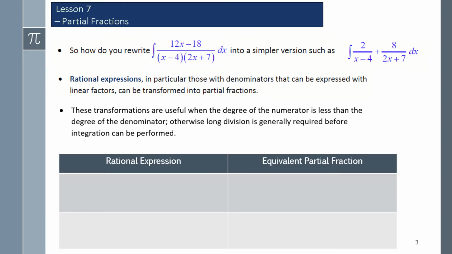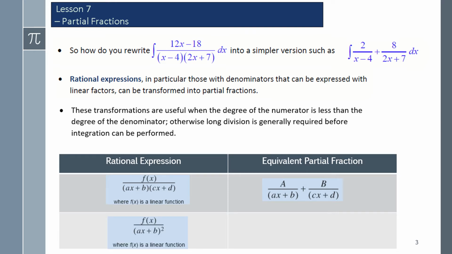Rational expression and its equivalent partial fraction. Here we have an expression such as f(x) over two linear factors. We can express that as an equivalent partial fraction, where we have A over ax plus b, plus another fraction, B over cx plus d. We might have another rational expression where we have a linear factor as a numerator and a quadratic factor expression as the denominator. Rewriting that as an equivalent partial fraction, we have two partial fractions that are a lot easier to integrate. We're going to explore that now.